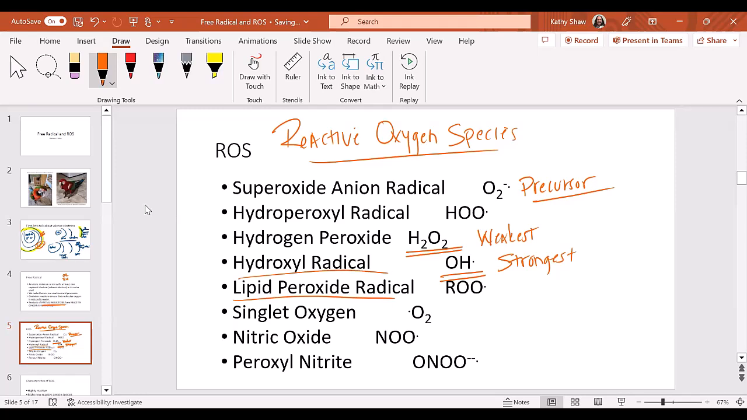Another reactive oxygen species is nitric oxide. Another one is peroxynitrite. Like I said, we won't really be doing anything with those now, but they are something we will come back to and talk about later, probably next trimester.